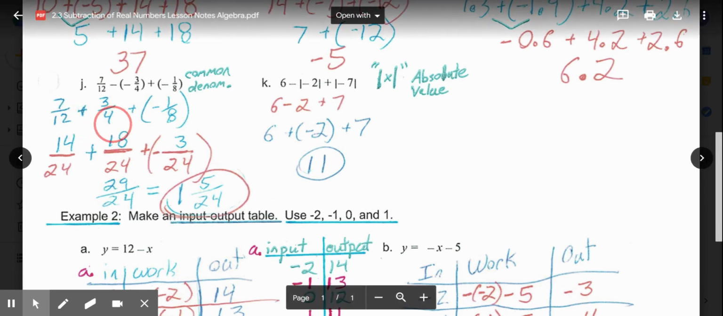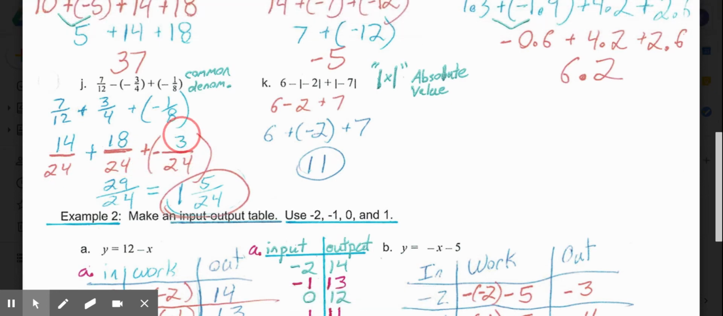Now 12, 4, and 8 all multiply into 24. So our common denominator would be 24. Multiply the top by whatever we changed the denominator by. So for example, the negative 1/8, 8 times 3 was 24. So on top, a negative 1 times 3 gave me a negative 3 over 24.